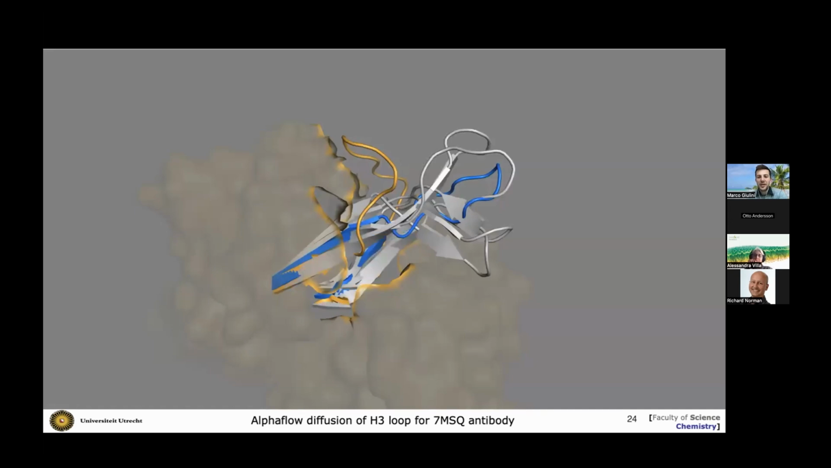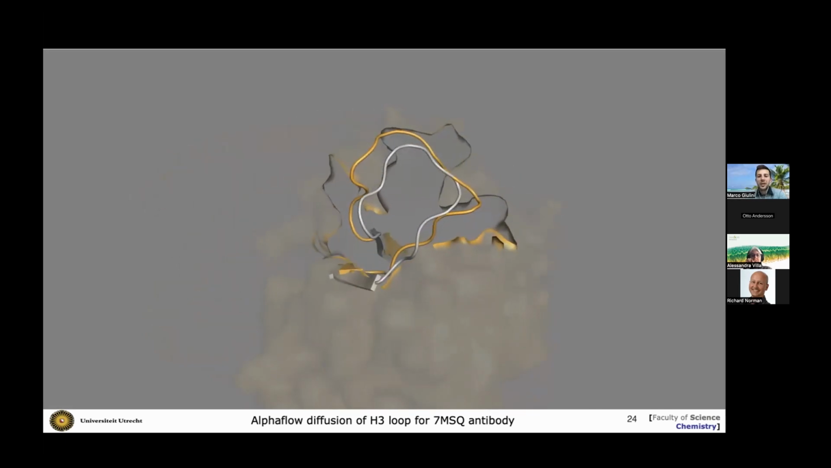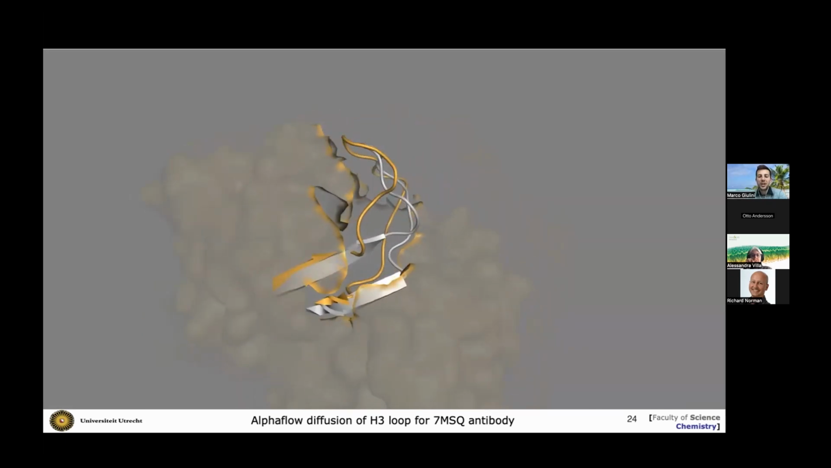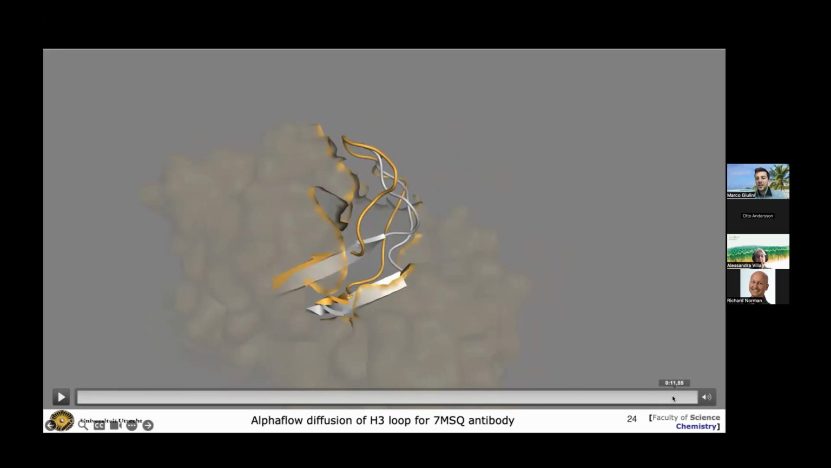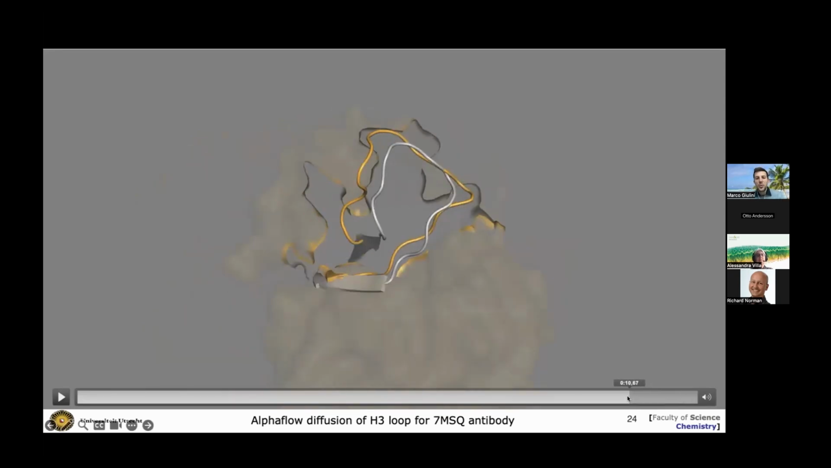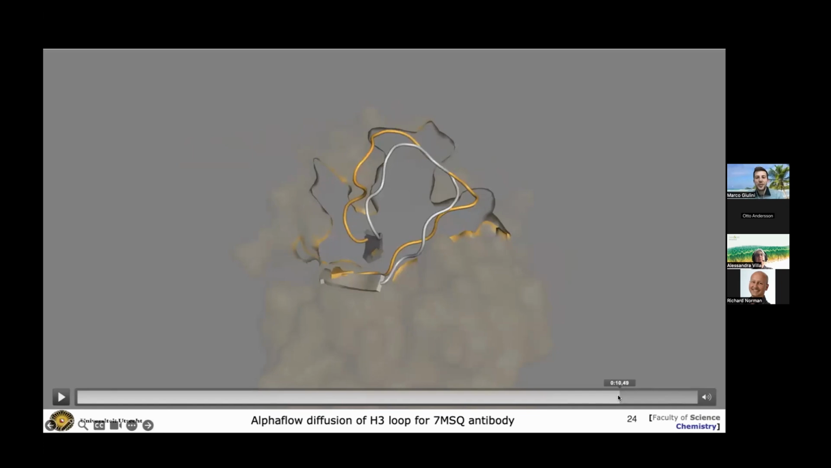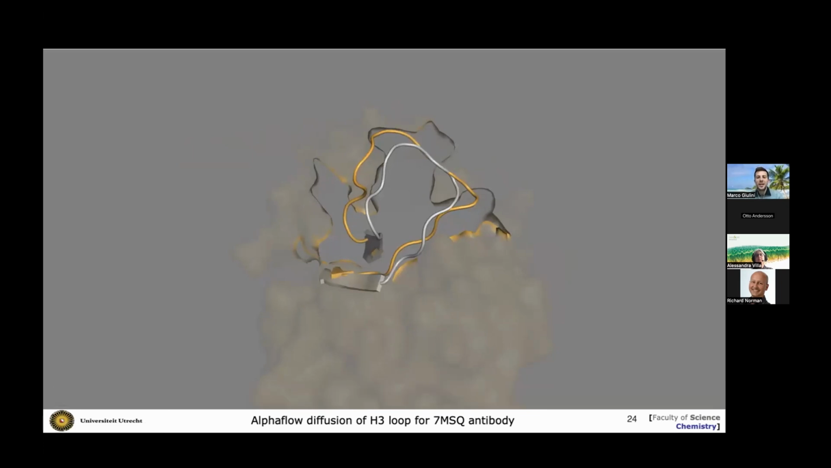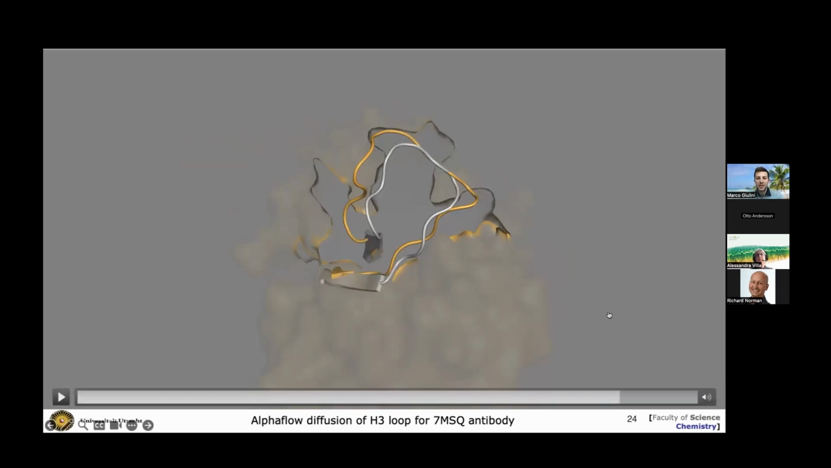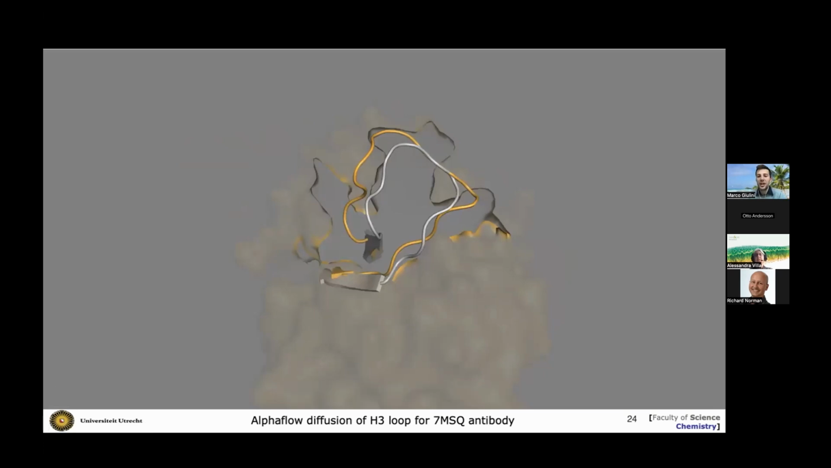At the beginning, we see very horrible models. But after a while, some models start to appear that resemble the experimental structure a bit more. So as you can see from this model, we don't get the exact loop conformation, but we get something that kind of resembles the experimental structure. And that is, of course, much better than the original AlphaFold conformation.